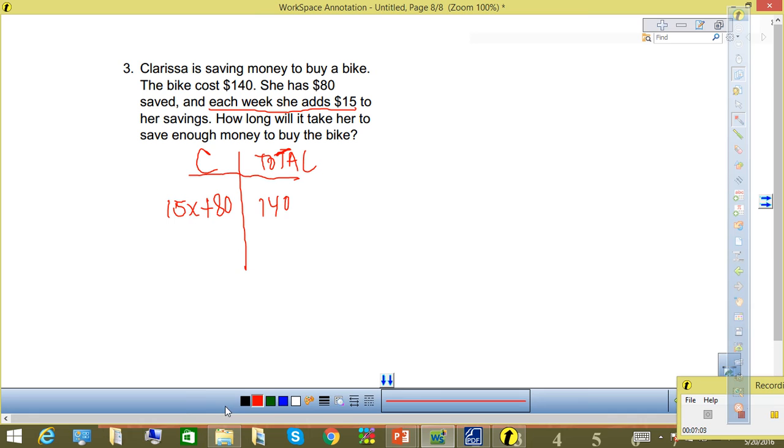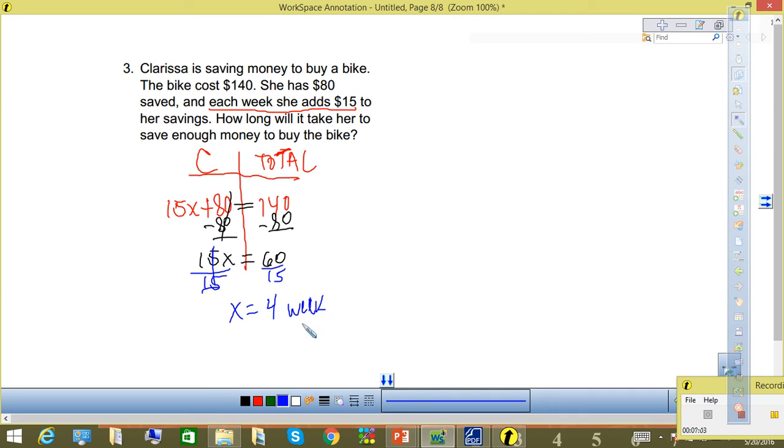All right? So therefore, it says how long will it take her to have enough money to buy the bike? So do you guys see the equation here already? Yeah, so actually we can solve it here as it is right there because the line's down. So therefore, subtract 80, subtract 80. We got 15x equals 60. Divide by 15. X equals 4 what? Weeks.